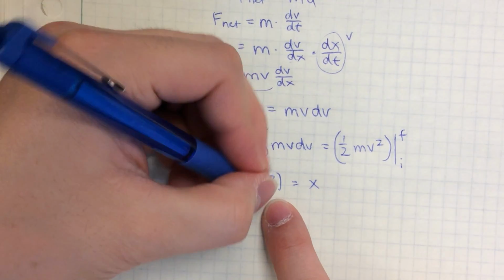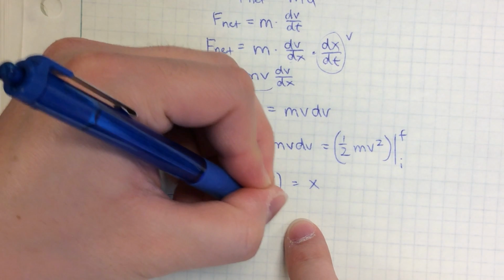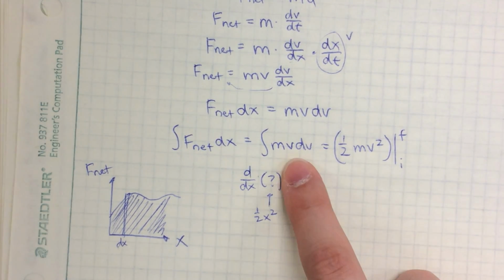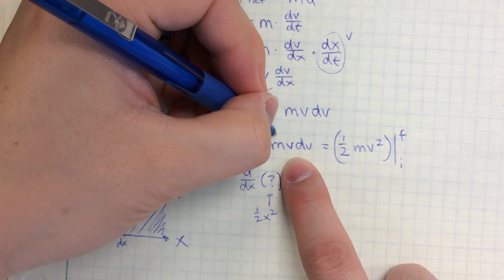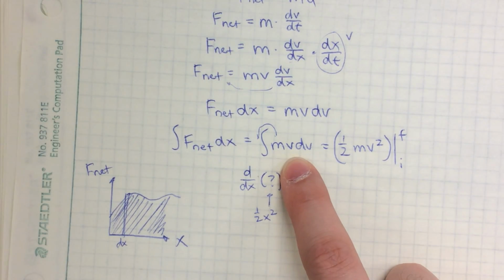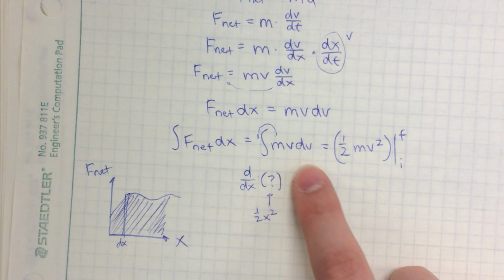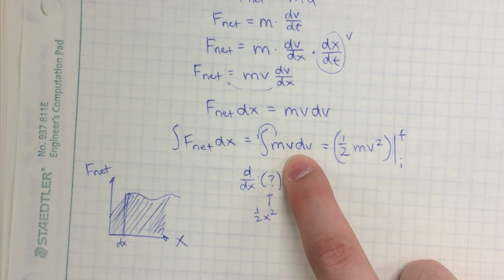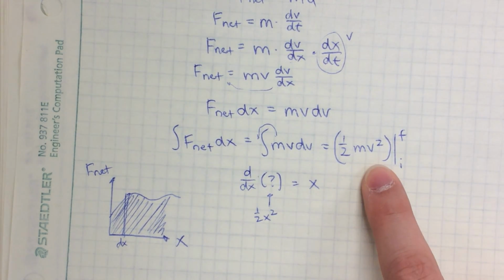right? Then you can say that that would be 1/2 x squared. If you think that through, when you take the derivative of x squared, you get 2x. The 2 cancels with the 1/2, that gives you the x. So in the same way, if the mass is constant, it doesn't influence your derivative in the same way it doesn't influence your integral. And so you're essentially just taking the antiderivative of v, which is 1/2 x squared, or in this case, 1/2 v squared.